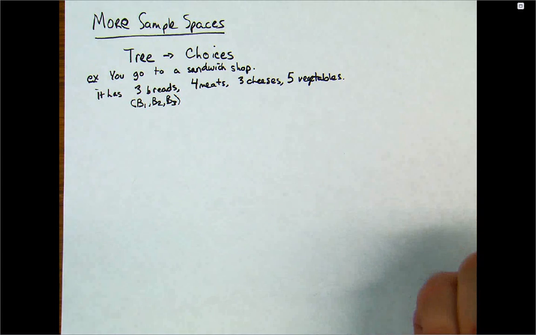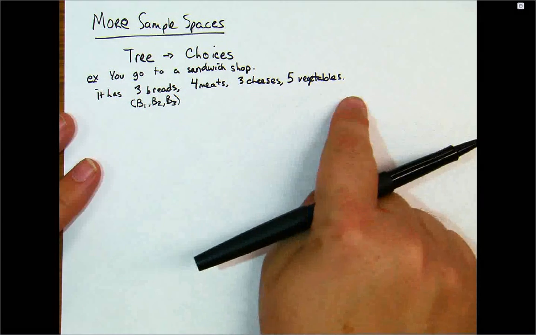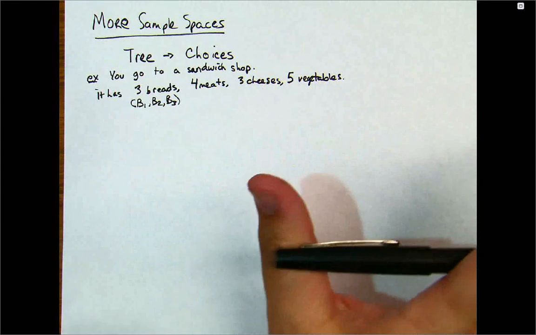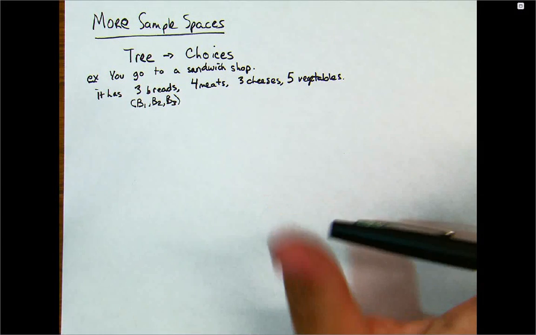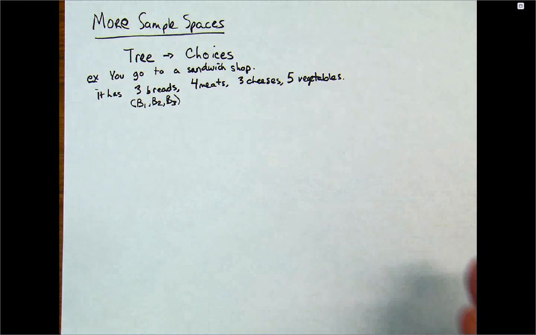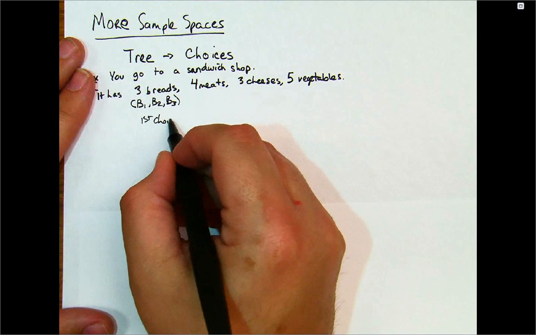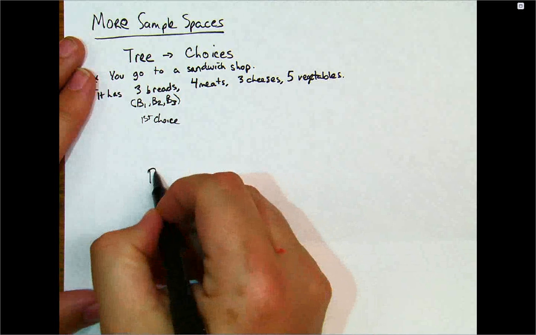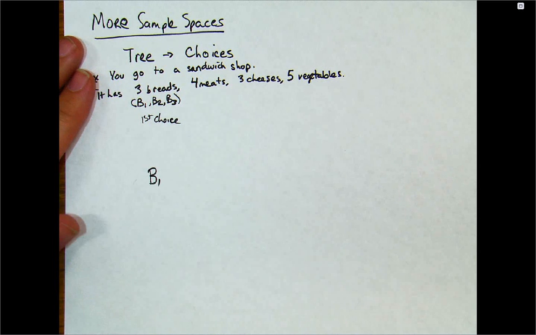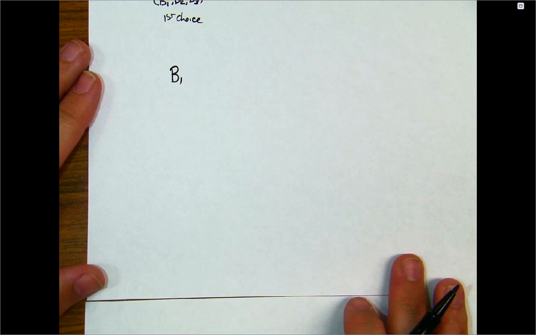Now when you're building this, it's sometimes easier when you have multiple choices like this, but this one's going to end up being pretty big. But here's the idea. You get 3 choices. Your first choice would be, for example, bread 1, bread 2, and bread 3 is all the way down there.